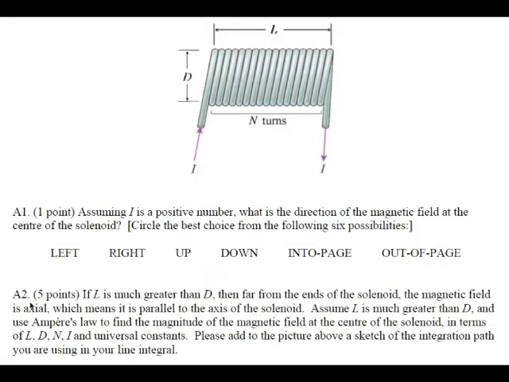So part A2, which is worth 5 points, is if L is much greater than D, then far from the ends of the solenoid, the magnetic field is axial, which means it is parallel to the axis of the solenoid. Assume that L is much greater than D, and use Ampere's law to find the magnitude of the magnetic field at the center of the solenoid in terms of L, D, N, I, and universal constants. And then please add to the picture above a sketch of the integration path you are using in your line integral.